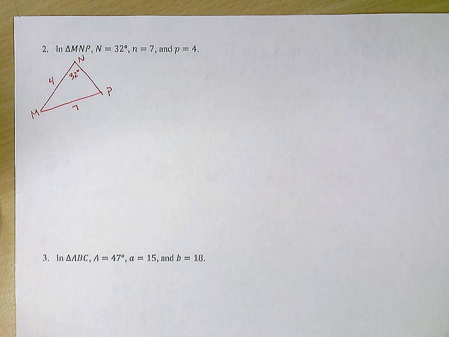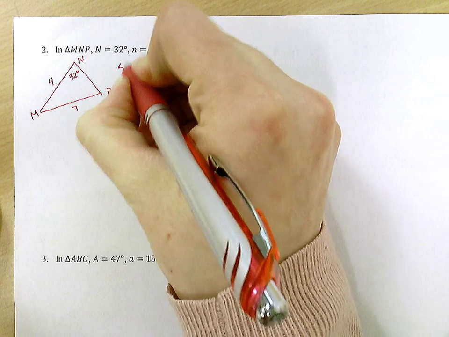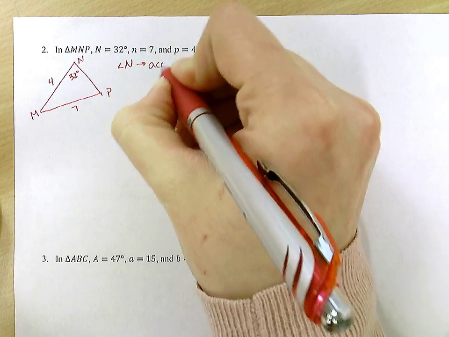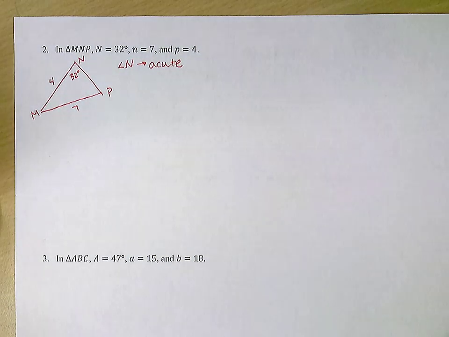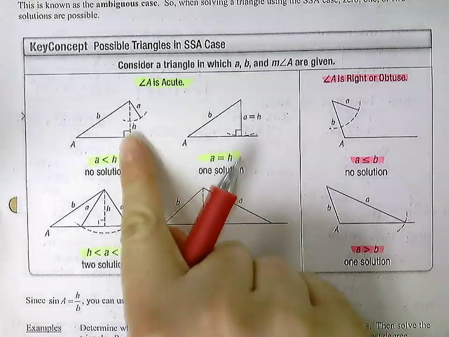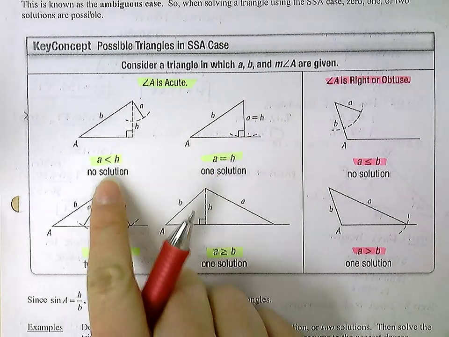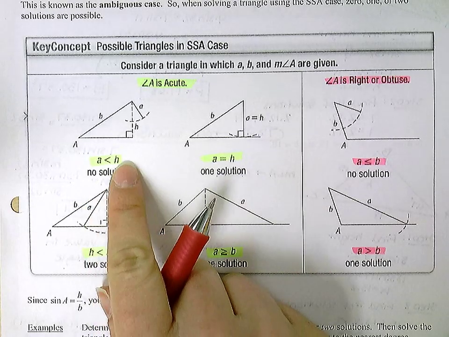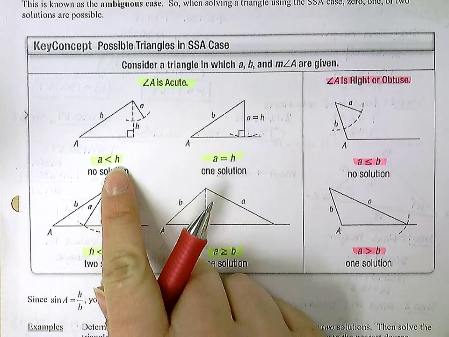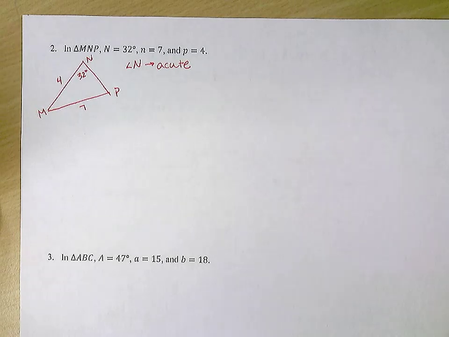Alright, so again, first thing I want to do is decide whether the angle I'm given is acute or obtuse. Okay, angle N is acute. It's less than 90 degrees. So since it's acute, that means I'm using the chart to the left that was on the front. So this one here. And I have to check these cases. So in this first case here, this no solution one, I do need to figure out what h is. That's the height. Okay, so my first step here is to find the height.